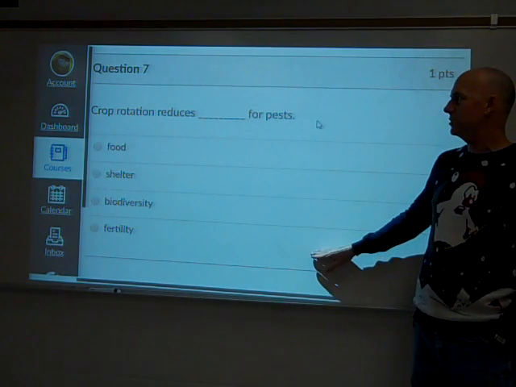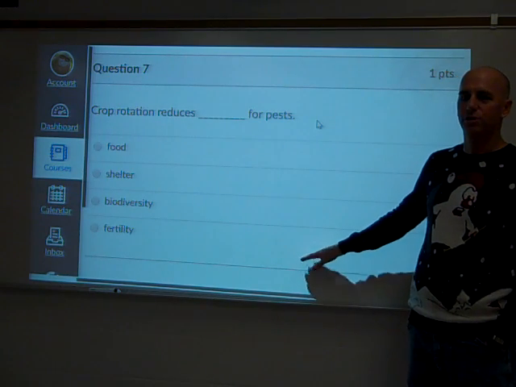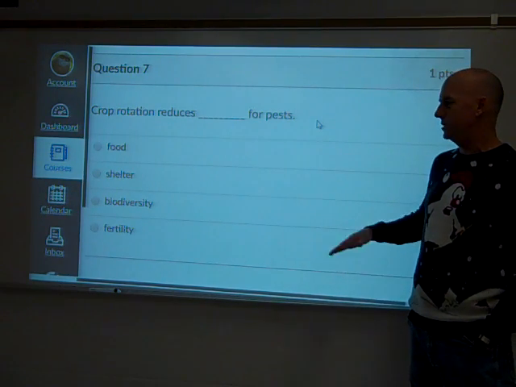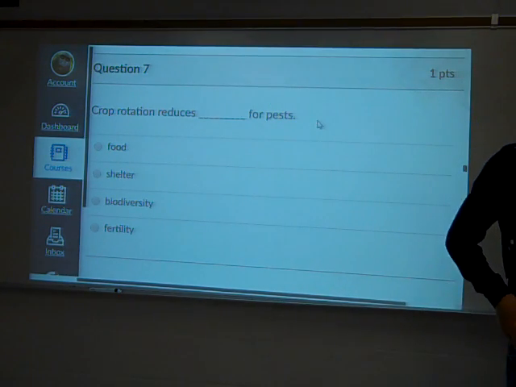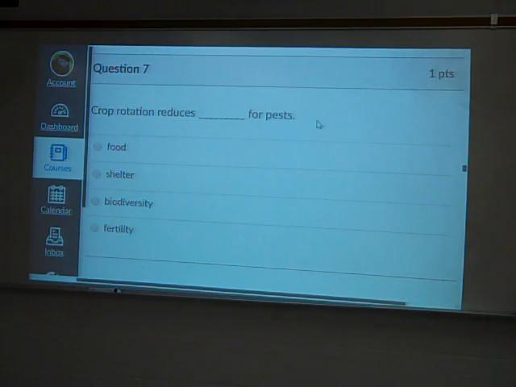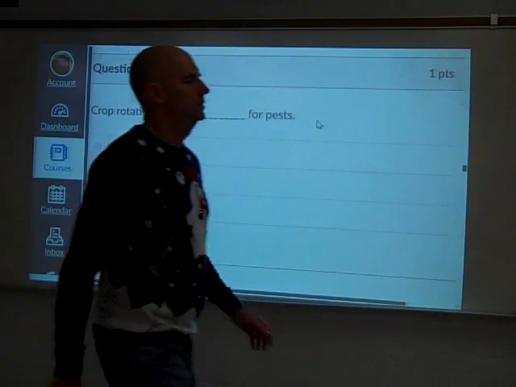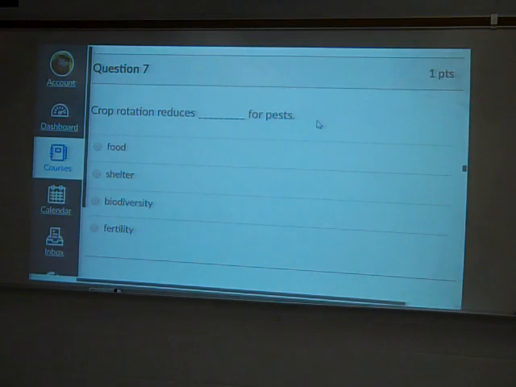Is it a possible answer that crop rotation will reduce fertility for pests? Yes. Is it the best, most definitive answer? No, the best one that for sure is the food supply for them. And I don't know if they live on the plants or not. I got it. Shelter is important, no doubt, but it's not first priority. Or second priority, it's third.